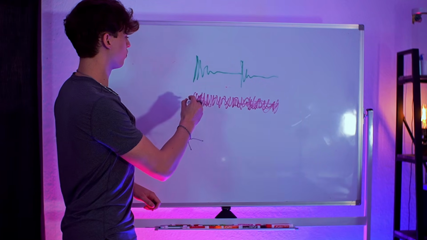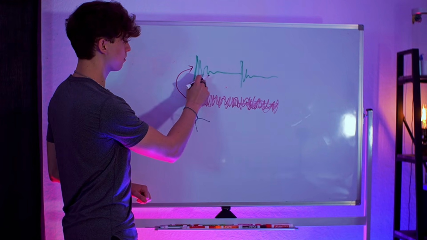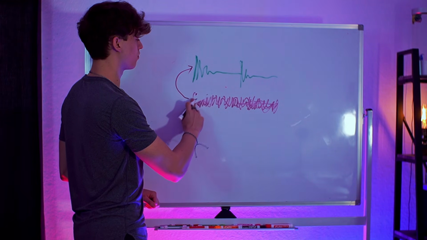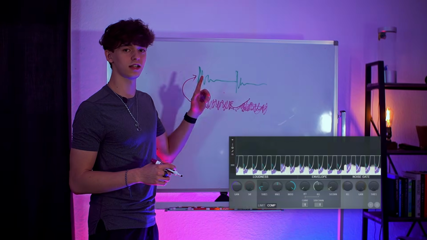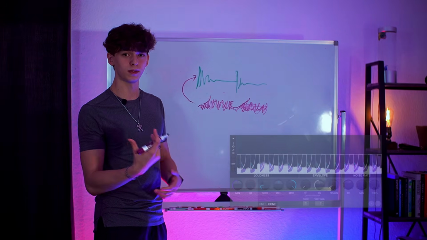So with that being said, if we were to sidechain this bass to the kick here, now what's happening is every time this kick plays, the bass is ducking down in volume, and it looks something like this. That right there is the classic example of sidechain compression, and it's making room for the kick and giving some movement to the bass as well.